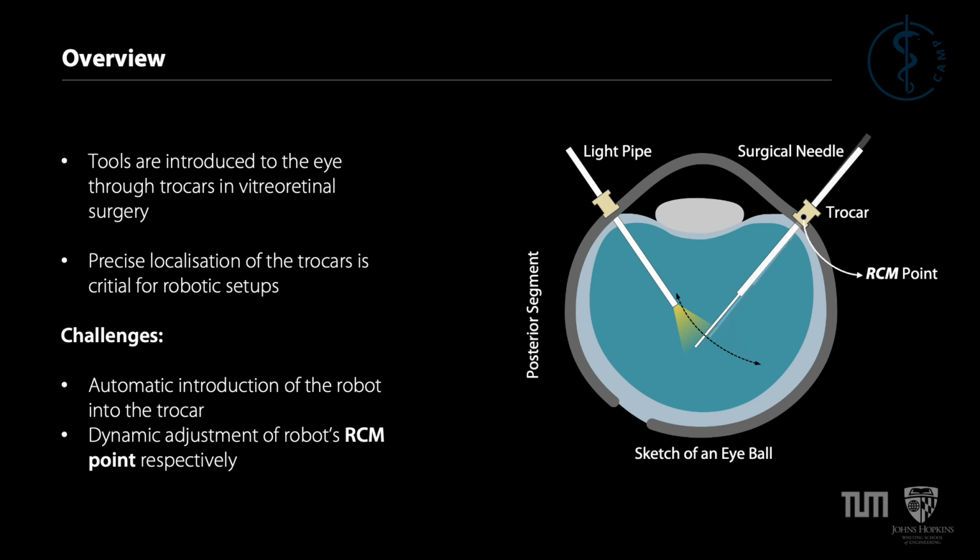The challenges for a robotic platform would be an automatic introduction of the tool into the eye through the trocars and dynamic adjustment of the robot's RCM point due to the changes in the trocar position.